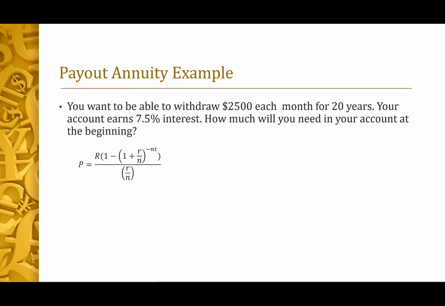Let's try another example. We want to be able to withdraw $2,500 each month for 20 years. Our account earns 7.5% interest. How much will we need in our account at the beginning? So $2,500, that is our payment, like our R. 20 years, that is our time. 7.5%, that is our little r, our interest. But in here it also says each month, so we have 12.